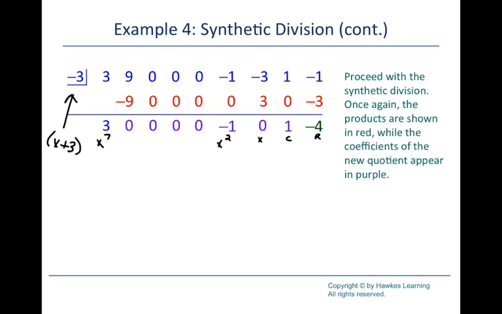So if I wanted to write this as an answer, the quotient would be 3x to the 7th minus x squared plus 1 plus -4 over x plus 3, or you could say minus 4 over x plus 3, either way, since that's a -4. Okay?